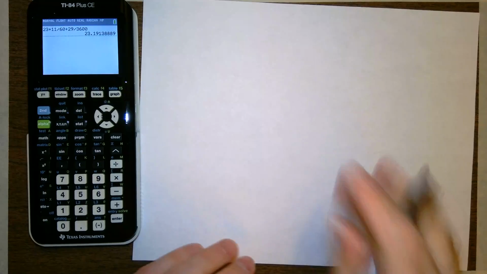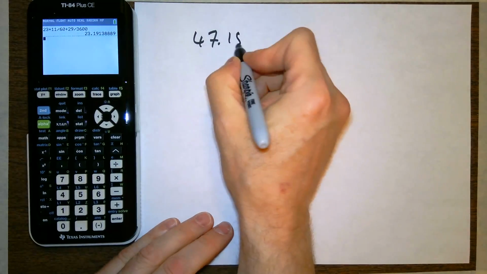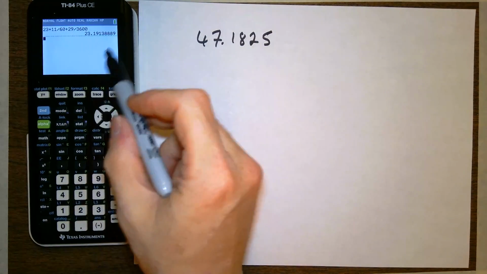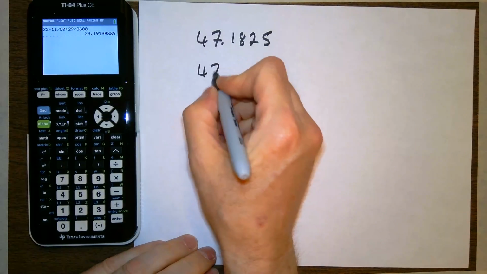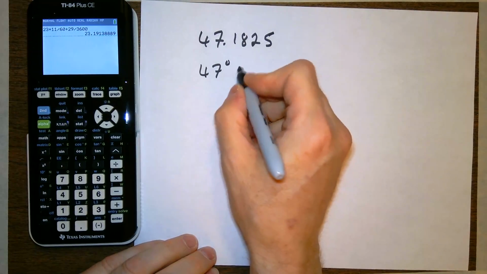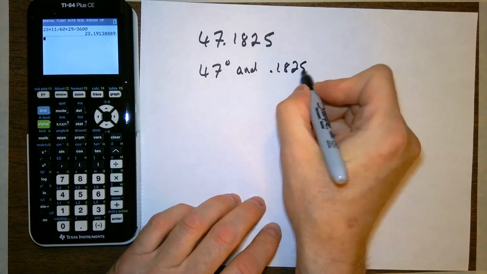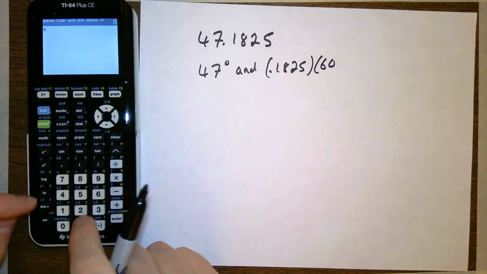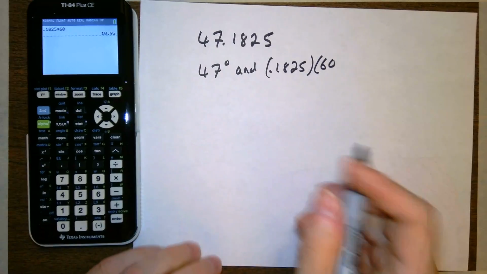Suppose I have an angle that is 47.1825, and I want to convert that to degrees, minutes, and seconds. Again, you have an app on there to convert to degrees, minutes, and seconds. But this is going to be 47 degrees, and I'm going to write the word "and" here, 0.1825 minutes. I'm going to take the 0.1825 and multiply it by 60.